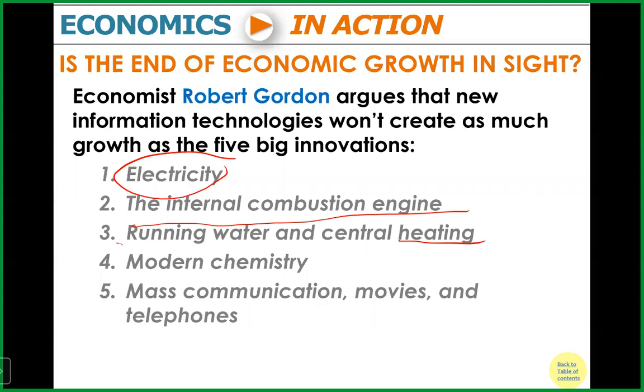The third one is modern chemistry. Again, that reduced the mortality risk. The last one is mass communication, movies, and the telephone. That makes long-term collaboration feasible. Those are the five things he identified as big innovations, and that's part of the explanation of why we observe this growth in the 20th century for the US economy. But then the big question is, are we running out of big ideas? That's something everyone was wondering.